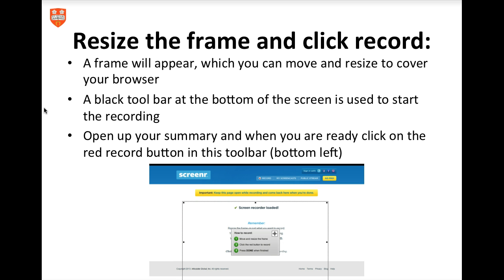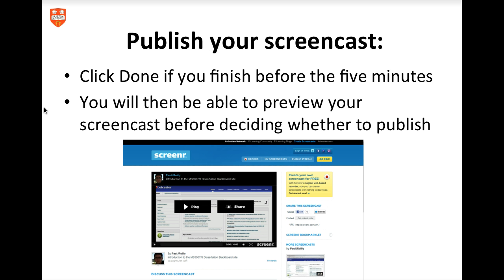Then you will resize the frame. The frame you'll see in the middle of the screen will enable you to capture whatever content you want to convey. With a PowerPoint, usually that's a relatively straightforward process. And once you've resized that frame to a point where you've got all the content covered, you will then click on the red record button at the bottom left hand of the screen on the toolbar.